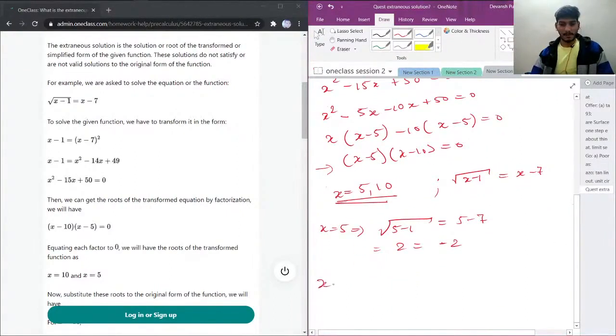Now we'll go for 10. Square root of 10 minus 1 equals 10 minus 7. We will have square root of 9, which is 3, and 10 minus 7 is 3. You can see that x equal to 10 satisfies this equation. So x equal to 10 is the root of this equation, but x equal to 5 is called the extraneous solution.